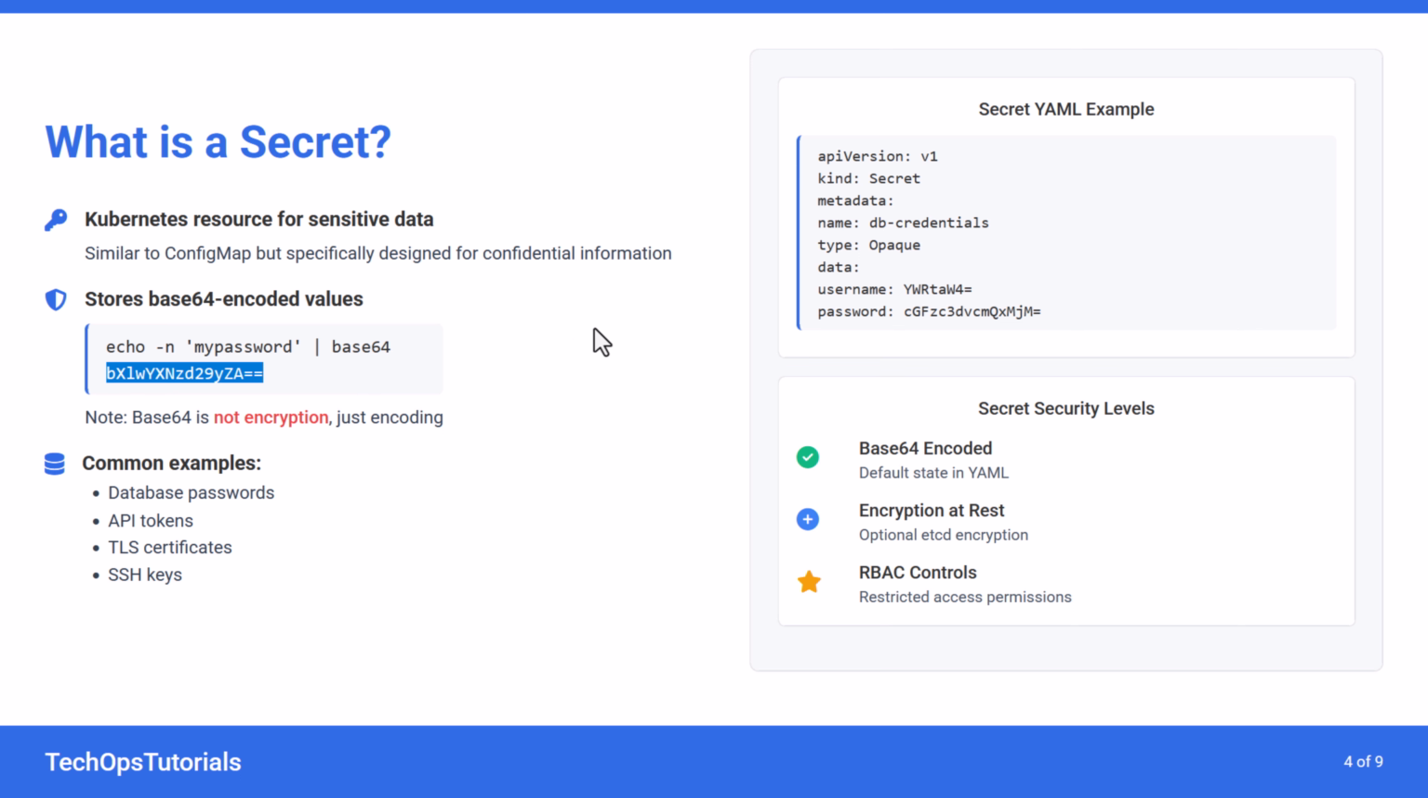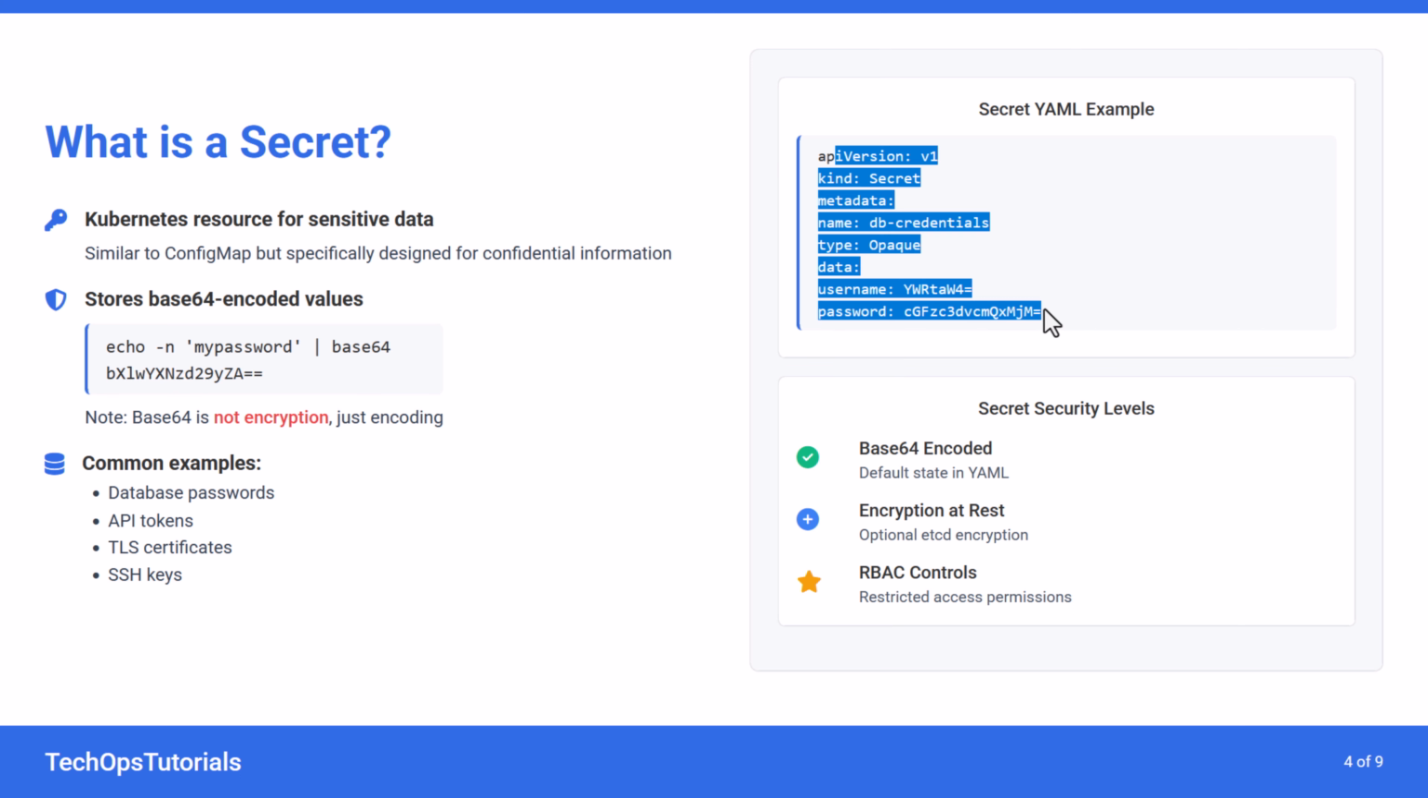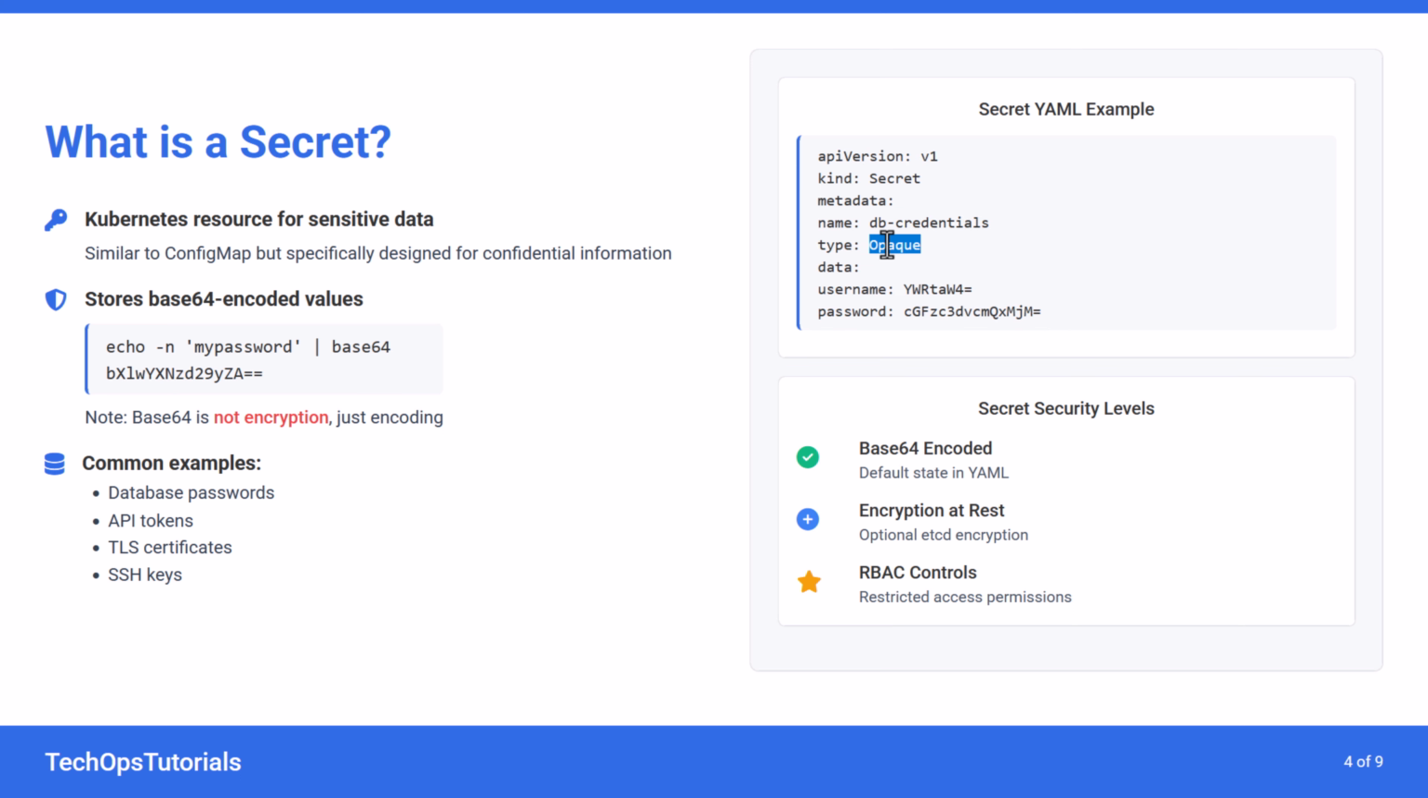On the right side, you can see the basic YAML example for the Secret. Here we are using the Opaque type, which is the default, and storing two fields, username and password. Notice how the values for both are base64 encoded.